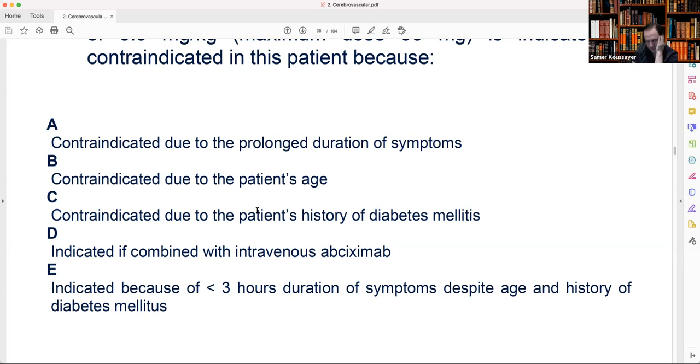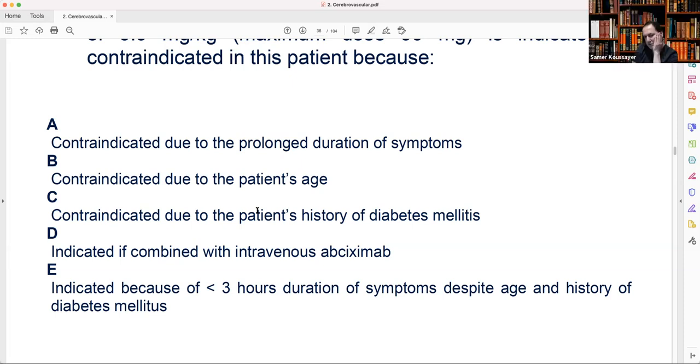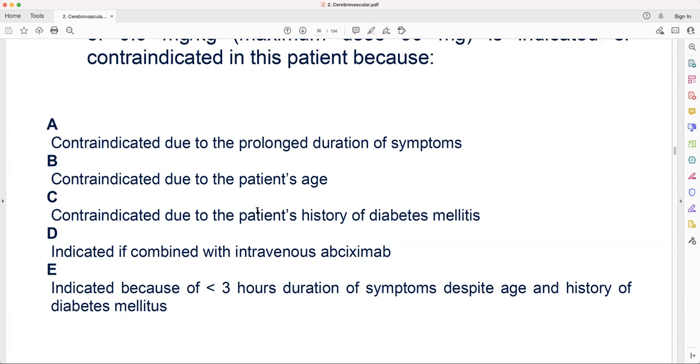Indicated in combination with intravenous abciximab. Abciximab is an antiplatelet, very strong. It is usually given by a cardiologist in acute MI. It's very aggressive antiplatelet therapy, so we don't give it with thrombolysis. They give it in MI, but we don't give it in stroke. Next: indicated because of less than 3 hours duration of symptoms despite age and history of diabetes mellitus. I think this is the one.